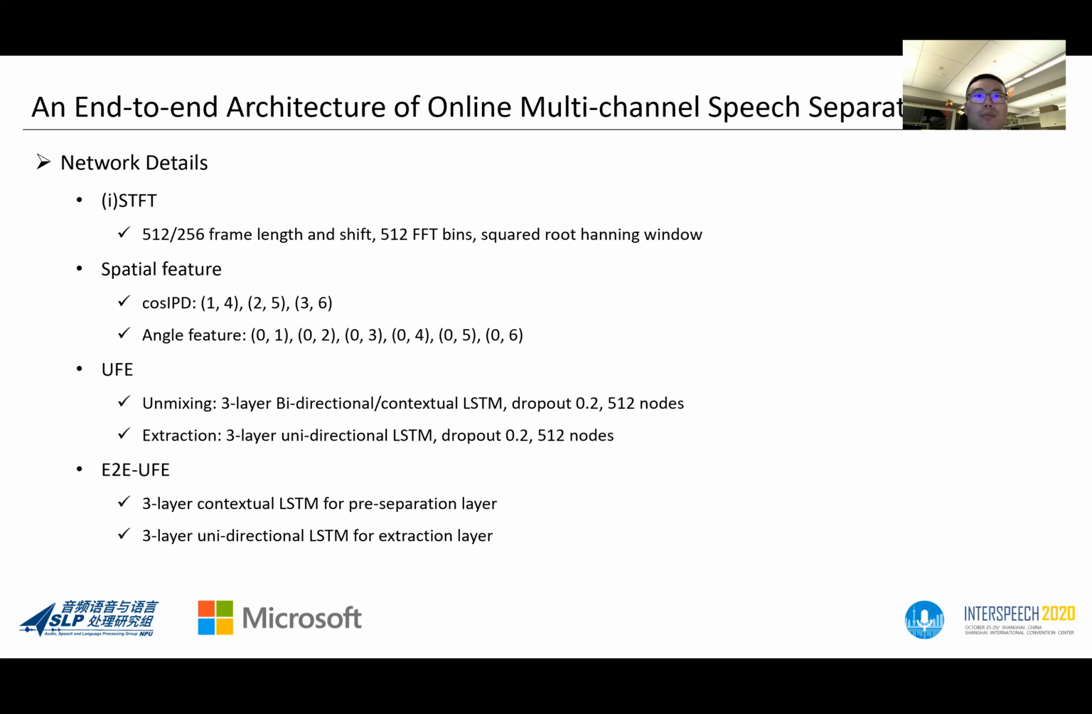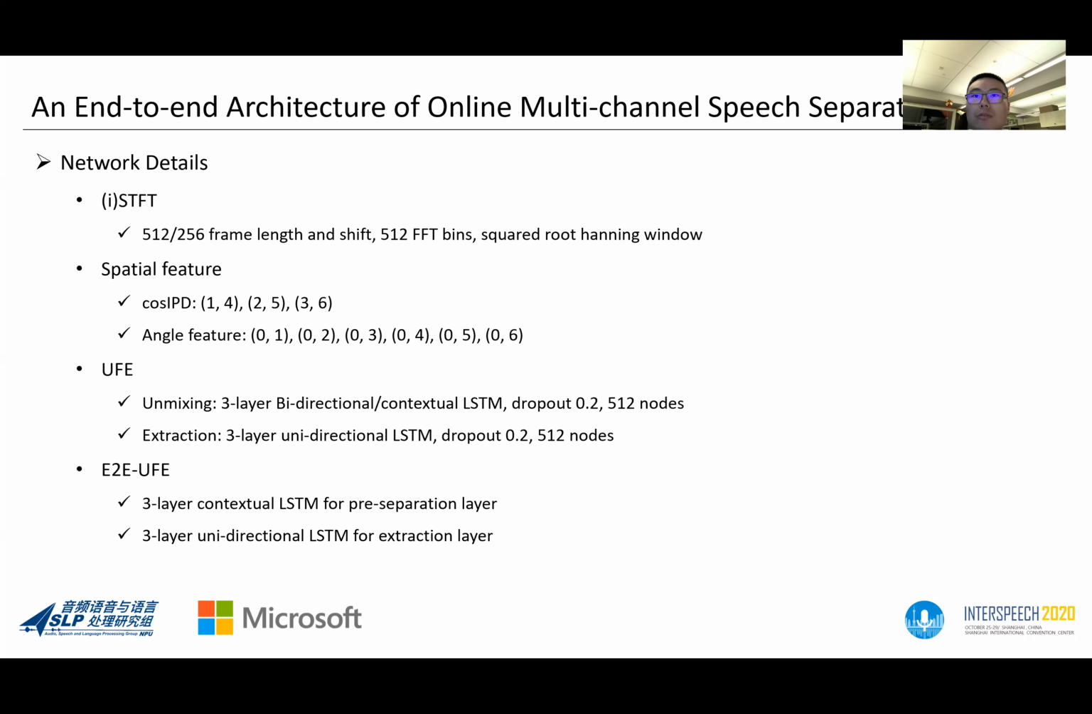In the experiments, we set frame length and hop size as 512 and 256. The square root Hanning window is used in STFT and ISTFT. The cosine IPD feature is computed between three channel pairs, namely channel 1 and channel 4, channel 2 and channel 5, channel 3 and channel 6. And the angle feature is computed over 6 channel pairs.